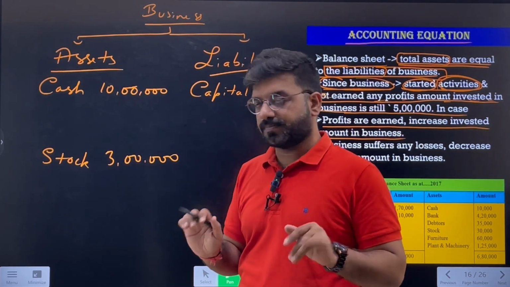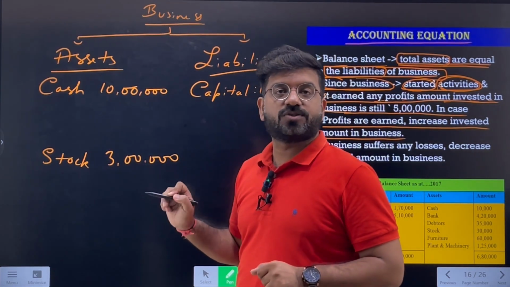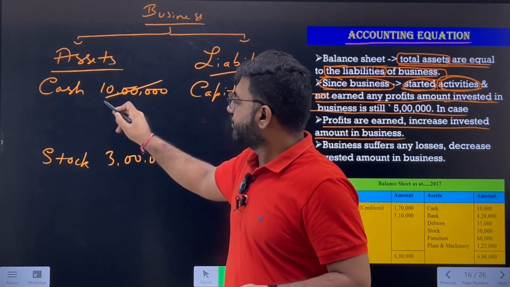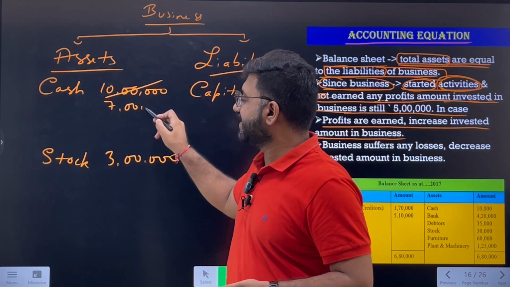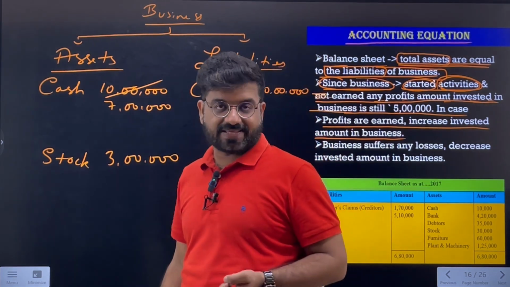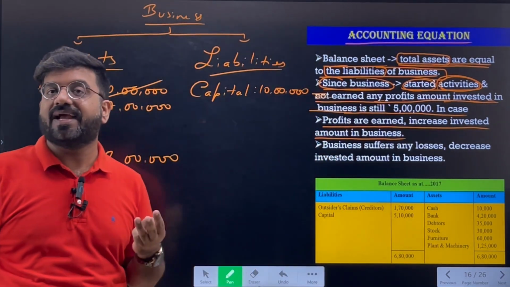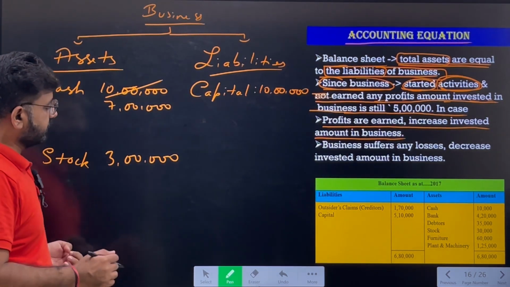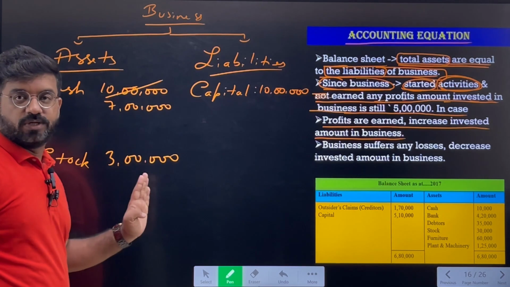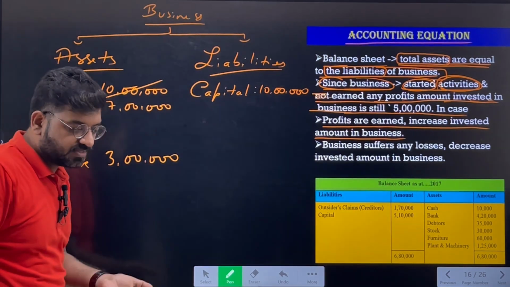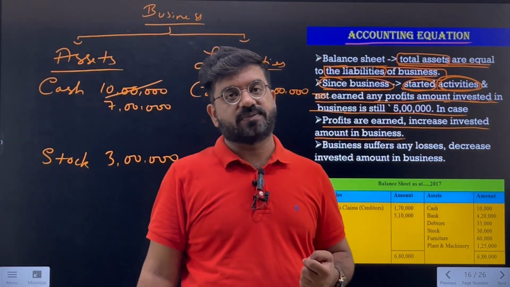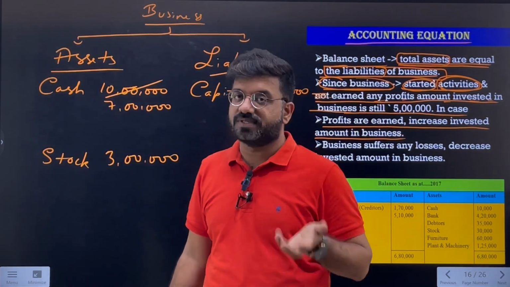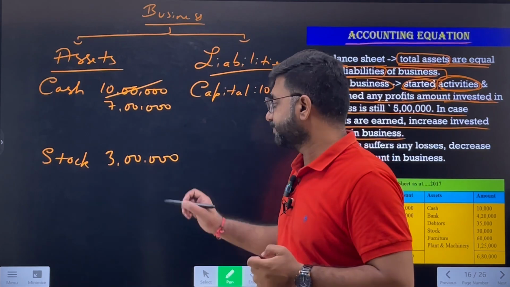Just imagine. Since we have purchased this stock of 3 lakhs, obviously we would have paid the cash. So the cash which will remain is how much? Only 7 lakhs, because out of the 10 lakhs cash, we spent 3 lakhs for purchasing the stock, that is the goods. Now suppose we sold these goods for rupees 3,50,000. Obviously, we are here to do the business. We are here to make the profit out of the amount invested in the business. Now what will happen? Just see that.